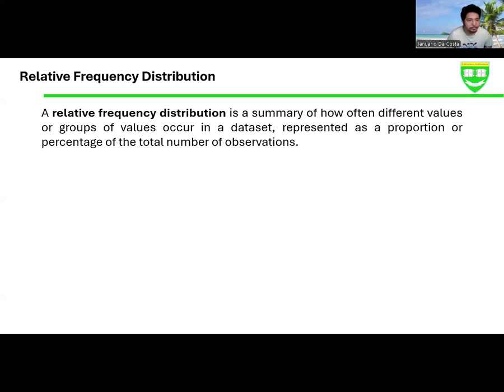Euphrasia, read this for us. A relative frequency distribution is a summary of how often different values or groups of values occur in a data set, represented as a proportion or percentage of the total number of observations.